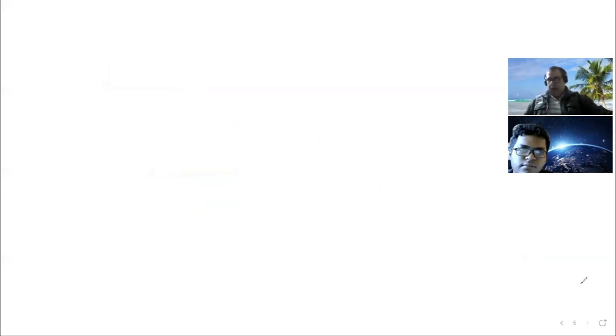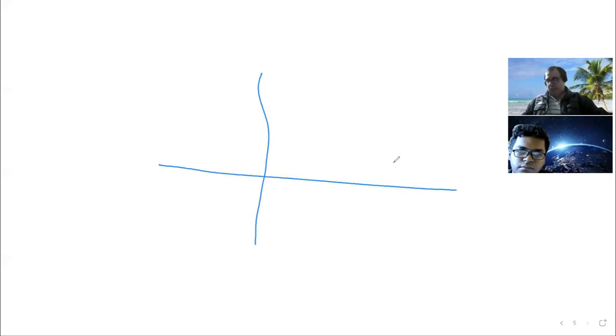Now we can determine range and domain through graphs also. So let us suppose I am making a graph. This is the x-axis, this is the y-axis, and suppose you are making a graph of f(x) equal to x square. This will be a parabola. My drawing is not good, so please pardon me for that.